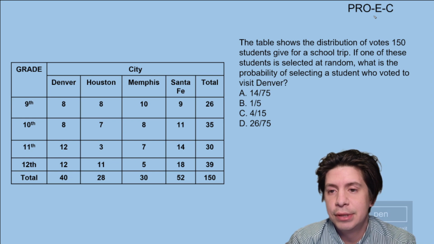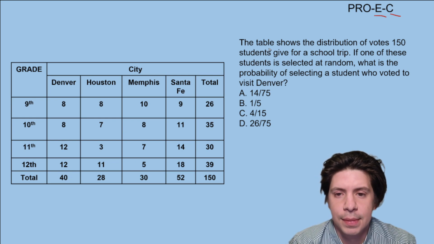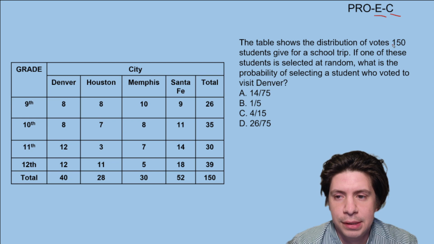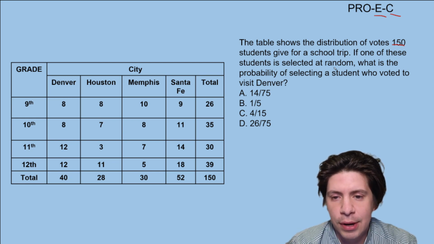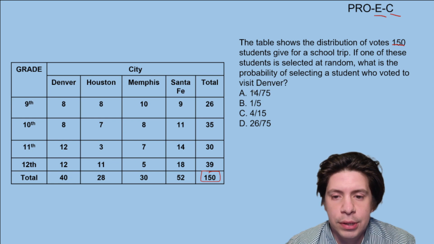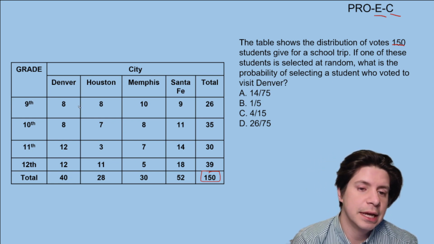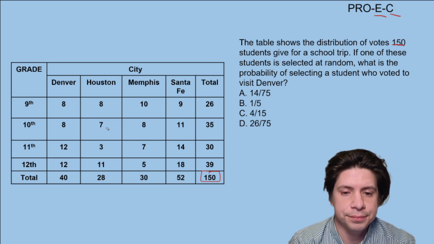So now we're still easy, right? Category 6, which is about using a multi-column chart with totals given and finding probability. The table shows the distribution of votes 150 students give for a school trip. If one of these students is selected at random, what is the probability of selecting a student who voted to visit Denver? So even if they hadn't told us 150, we get the 150 here, right? And then we're going to do probability of selecting a student who voted to visit Denver. So Denver is here. We have 40. So we would do 40 out of 150.